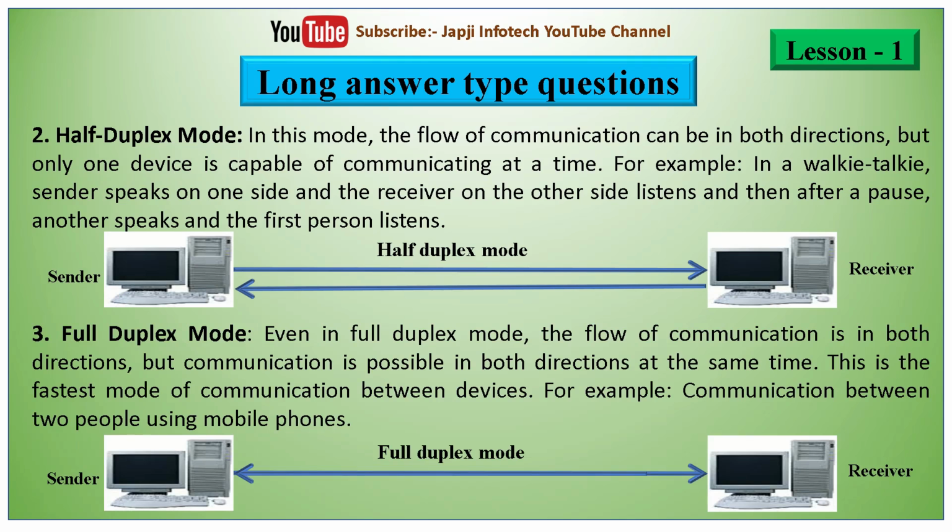And the third one is full duplex mode. In full duplex mode, the flow of communication is in both directions, and communication is possible in both directions at the same time. This is the fastest mode of communication between devices. For example, communication between two people using mobile phones.